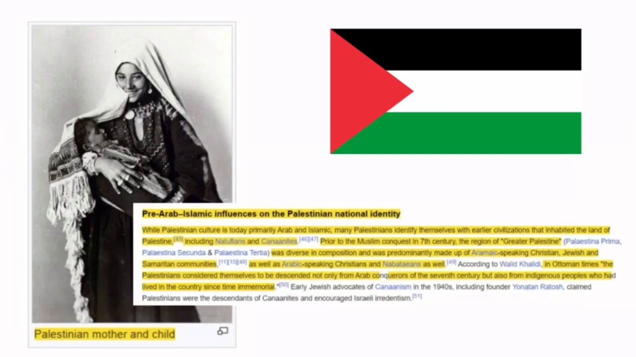In this image, there's a Palestinian mother and child. When the Palestinians say they are indigenous, they are correct, but not 100% correct. They are modified versions of Canaanites who married with all the people that lived in Canaan. Modified versions of those people. They married into Jews, Israelites, Assyrians, Babylonians, Persians, Greeks, Romans, and Arabs.